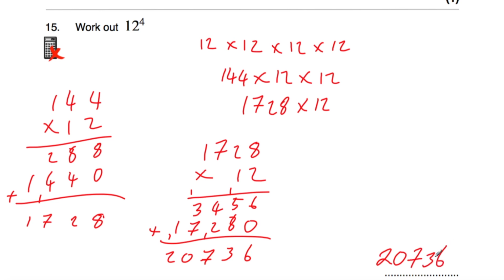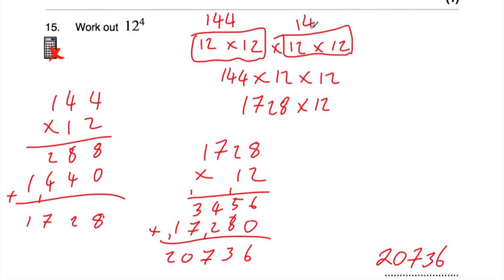20,736. And I'm just going to check on my calculator, make sure I've done that right. 12 to the power of 4 equals 20,736, and that's it. So what I did in this question is I did 12 times 12 is 144. I then got that answer and multiplied that by 12 and got that to be 1,728, but we now needed to multiply by one more 12, and that would be 20,736. That's one way to do it. Alternatively, we could have looked at it this way and said, well, 12 times 12 is 144, and 12 times 12 is 144, and then just do 144 times 144, and that would also give you that answer as well.